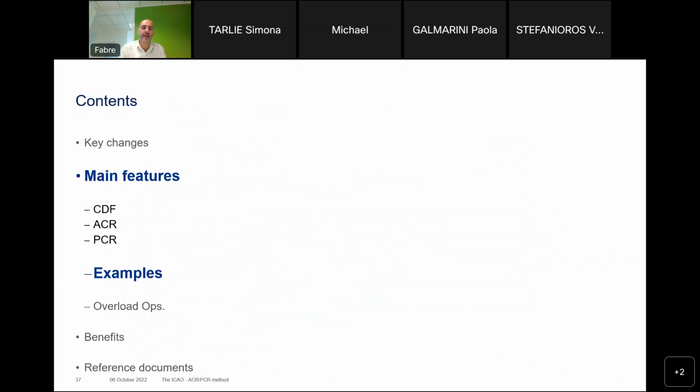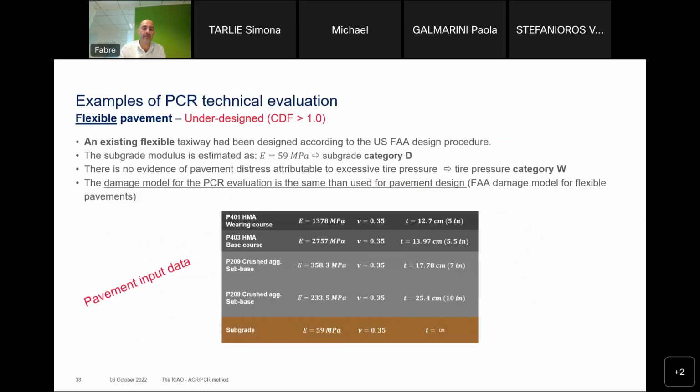So I think it is quite complex when you are hearing about the PCR procedure for the first time. I hope that it will be a little bit clearer with an example, except maybe Simona, if we have one or two questions before I show the example, I don't know.